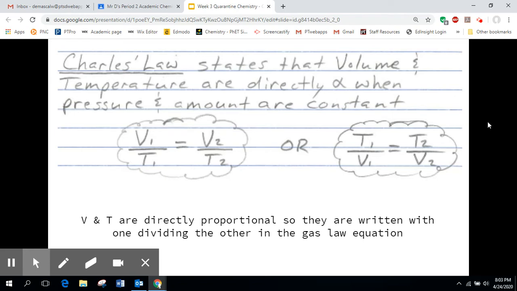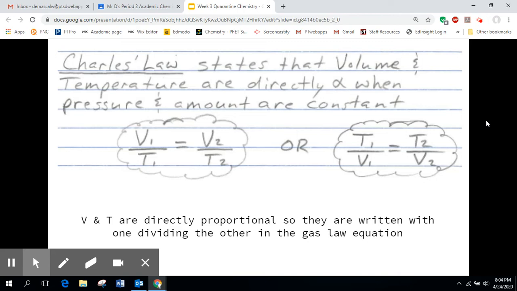Now, one thing you'll notice in this gas law is that you have two different versions of the equation. There's one with the V's on top and there's another one with the T's on top. It's just to simplify your algebra. If you're trying to solve for a volume, use the one on the left. It'll be easier to isolate V1 or V2 when we get into algebraic rearrangement later on. If you're looking for a temperature, you want to use the one on the right where the T's are on top.